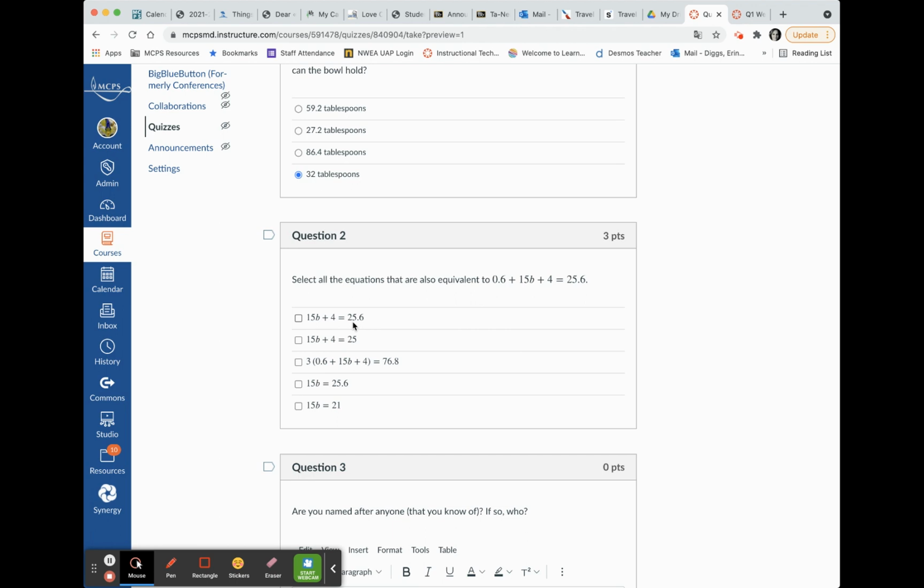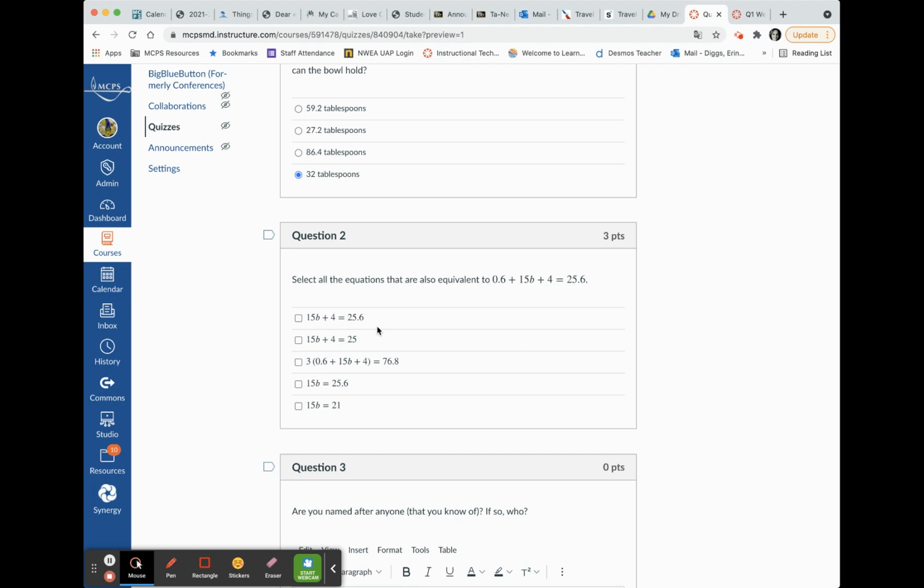So when I compare these, if I look at the first option, it says 15b plus 4 equals 25.6. So if I look at the left side of the equation, it looks like the 0.6 is missing. So that means it's been subtracted out, but on the right side, it's still 25.6. So I subtracted 0.6 from the left side, but not from the right side. So that would not make an equivalent equation.